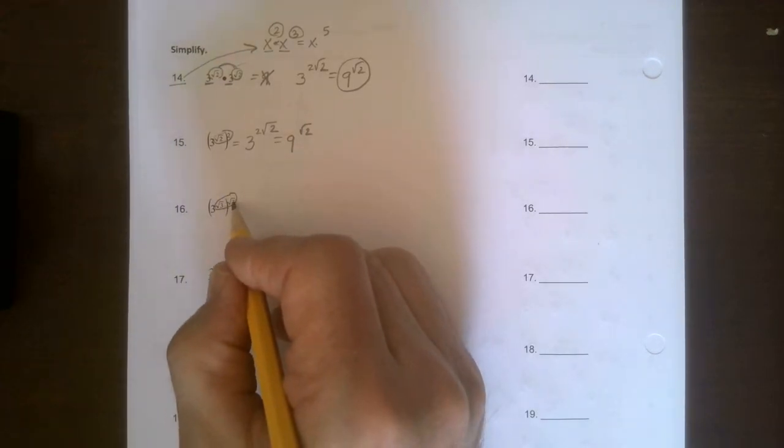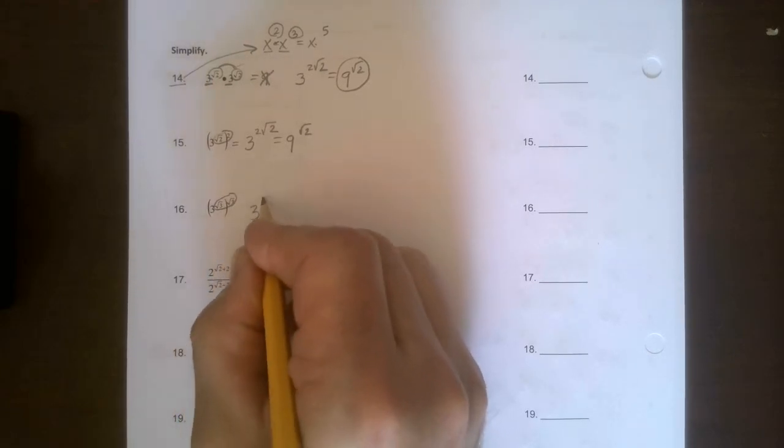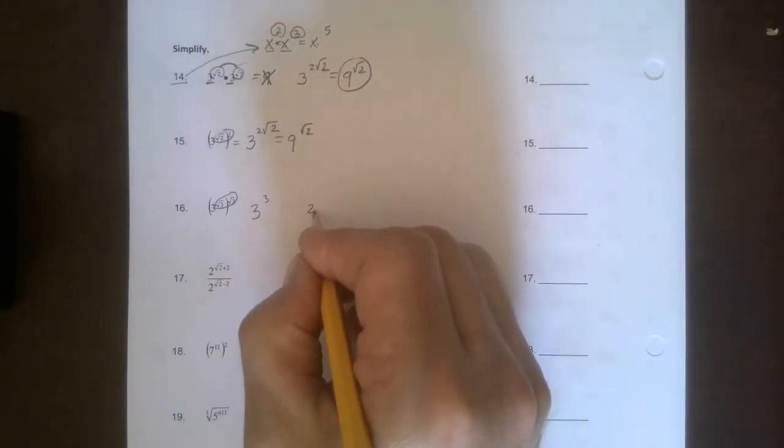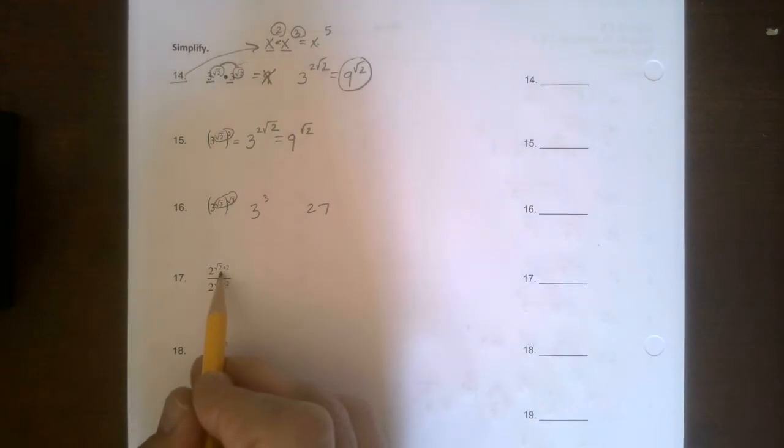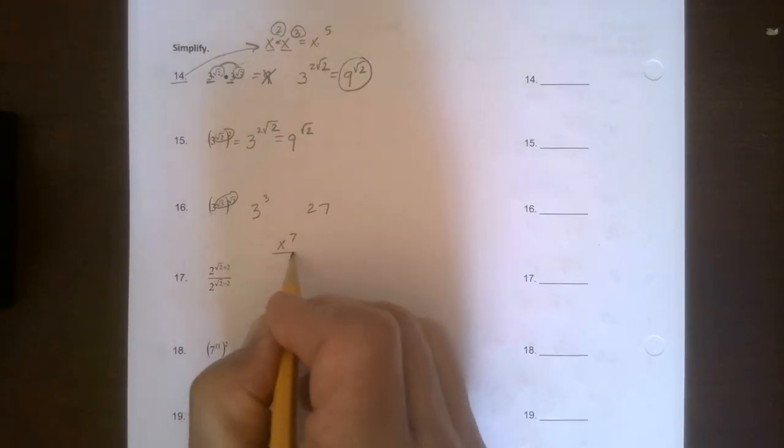When you raise a power to a power, you multiply. Square root of 3 times the square root of 3. The roots fly off, so it's 3 cubed. And that is 27. Now, the way I taught this one in class, division, is kind of like this.